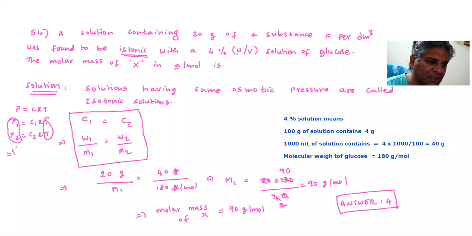Then what happens? C1 is equal to, 100 ml of the solution contains 4 grams and 1000 ml of solution contains 40 grams. We know that the molecular weight of glucose is 180 grams per mole. So substitute here, 20 grams by M1 is equal to 40 grams by 180. Therefore the molecular weight turns out to be 90 grams per mole. So this you can do within 1 minute without any problem. So this is a very simple question. So your answer is 4.